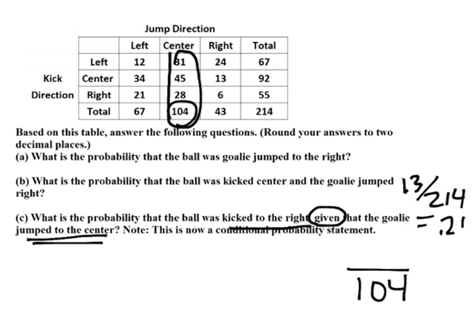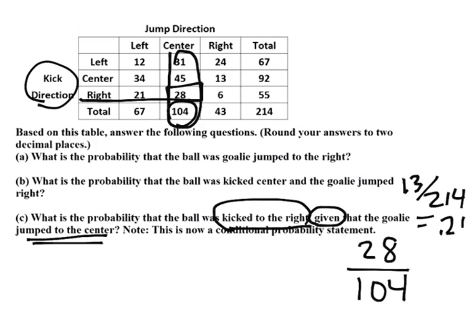And then out of those 104 balls where the goalie jumped to the center, we want to know how many of those were kicked to the right. So now we look at kick direction here, and the ones that were kicked to the right there, 28 out of that 104. So 28 out of 104, which is 0.27 as a decimal.